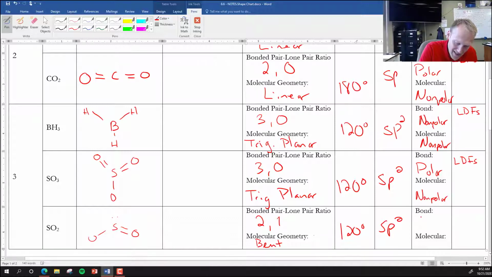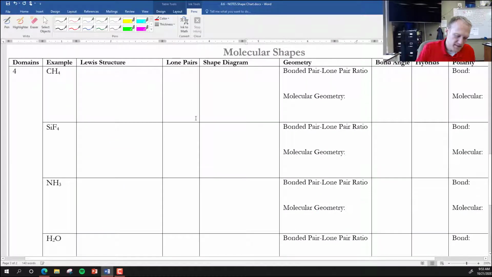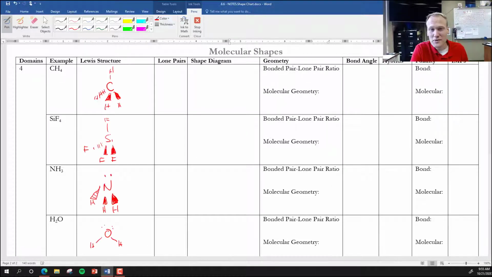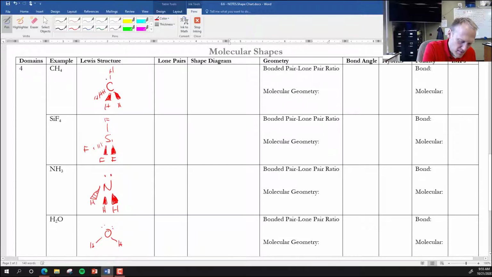With sulfur dioxide, though, you have a polar bond. Because it is bent, it's also a polar molecule. This will give it LDFs and dipole-dipole intermolecular forces. Let's move on to 4 domains. Let's first draw these different molecules with 4 domains. I know my drawings are a little rough, but you can hopefully see that these are 3-dimensional tetrahedral structures.